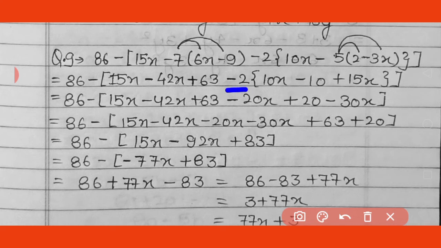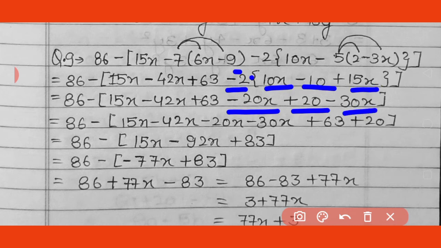Either you can firstly put together the like terms and solve, then continue this. But here I have used another way. Firstly I have opened the bracket and then I have solved. So minus 2 multiplied with 10x, it became minus 20x. Minus 2 is multiplied with minus 10, it became plus 20. Minus 2 is multiplied with 15x, it became minus 30x.